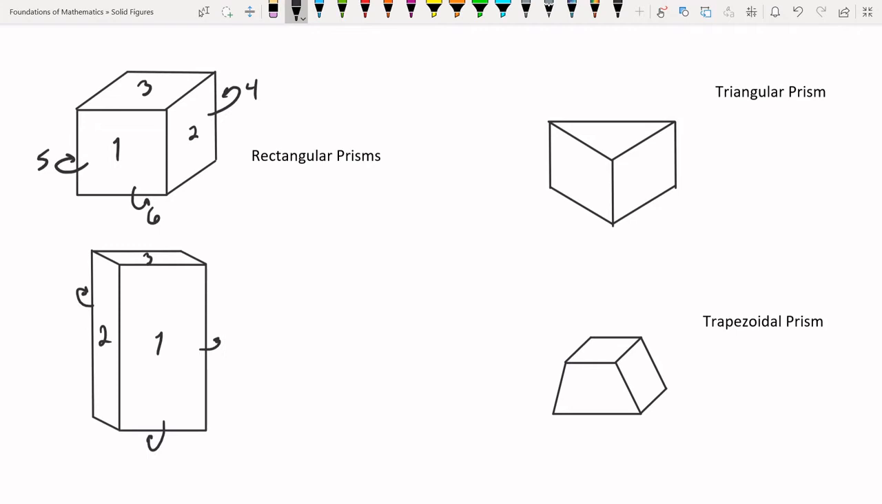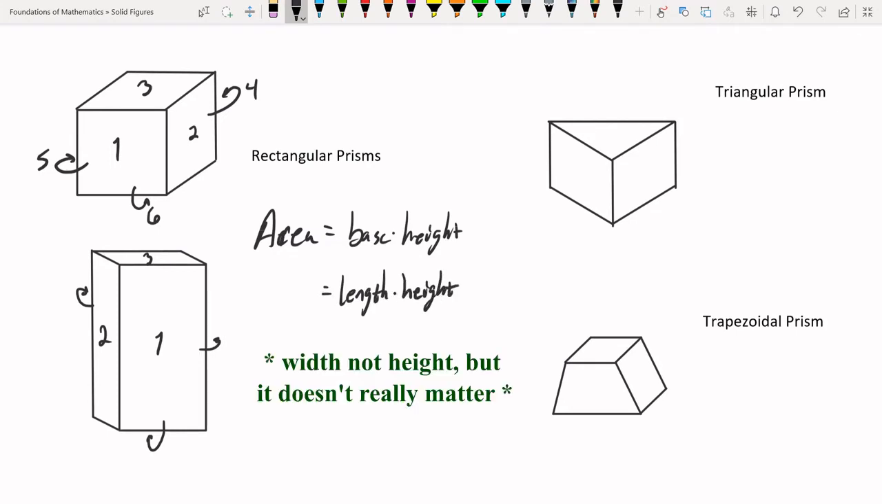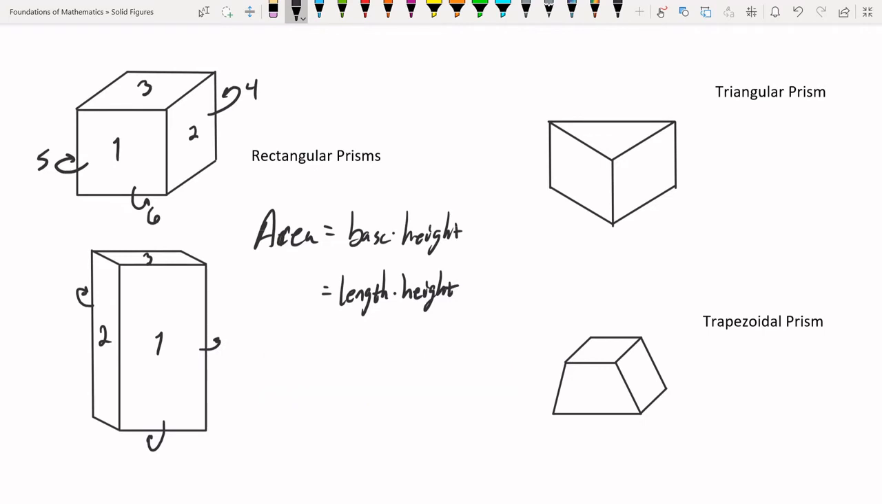Now, a triangular prism, so I'll just say here, the area is base times height. You can also think of this as length times width, whichever makes sense to you. Base and height is going to be used for volume as well, but in a different kind of context. It's going to be important that you understand which context we're talking about. We'll talk about that more a little bit.